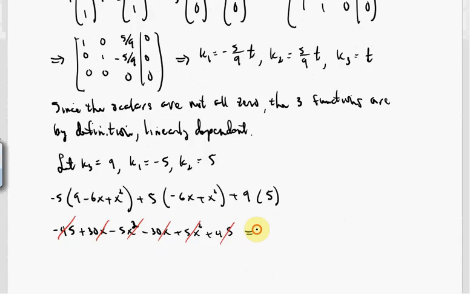That's the linear combination of the scalars times the vectors, functions, equal to 0, but not all the scalars are 0. The scalars we got were 5, negative 5, and 9, which implies then that the vectors, or the polynomials, are linearly dependent by definition. Right? Does it make sense now? Does it make more sense in terms of what that means?